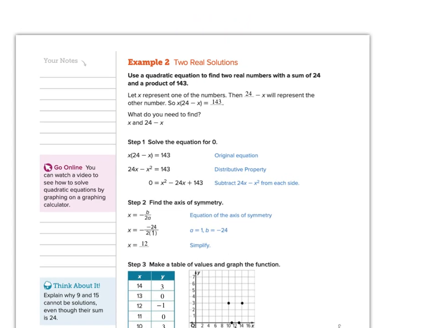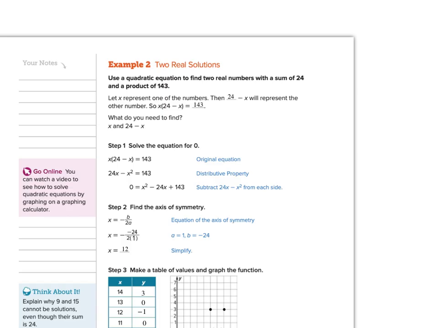Two real roots. So here in this quadratic equation, it says find two real roots with a sum of 24 and a product of 143. So whatever one value is, we know that 24 minus that value is going to be the other value. So therefore, that's how they came up with this, and they sort of explain it here.